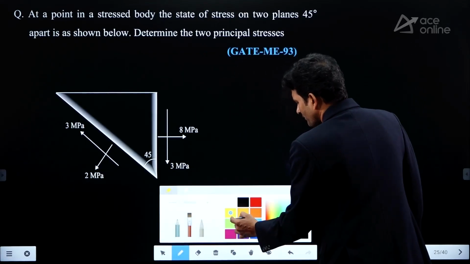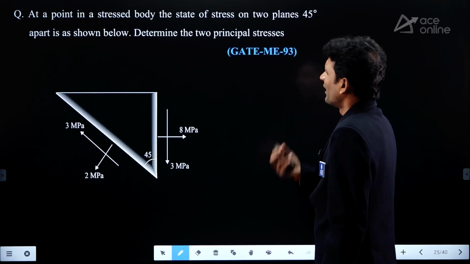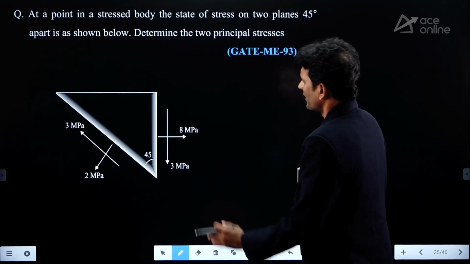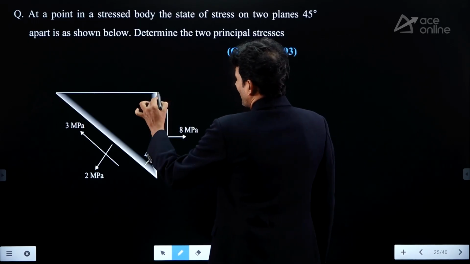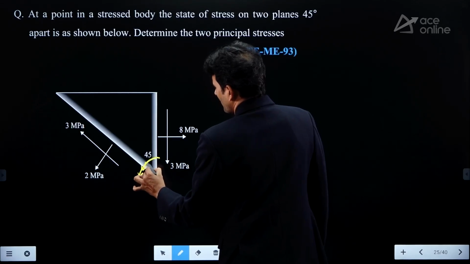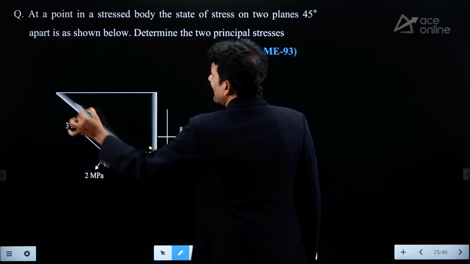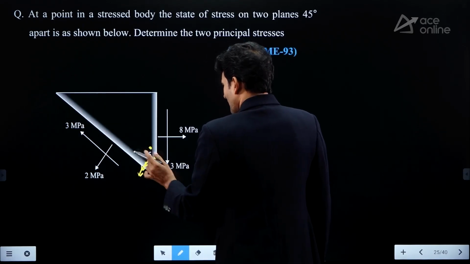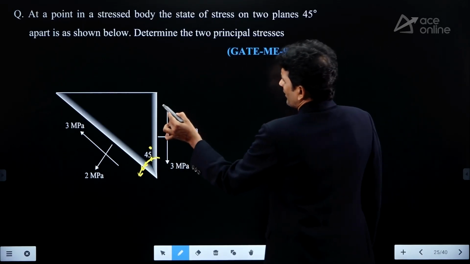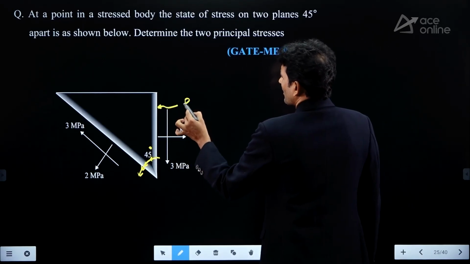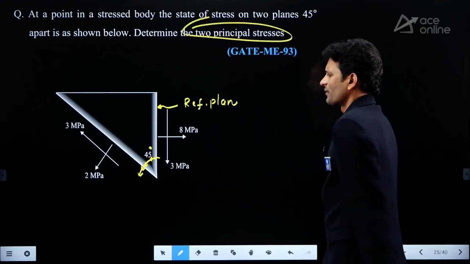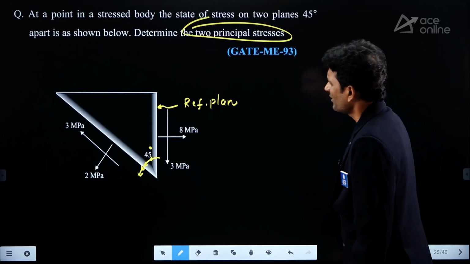Read the question carefully. At a point in a stressed body, the state of stress on 2 planes 45 degrees apart is shown below. The angle between these 2 planes is given as 45 degrees. From the vertical plane, this oblique plane is inclined at 45 degrees in the anti-clockwise direction. So, this is our reference plane. Very good. What is required? Determine the 2 principal stresses. With this information, you can determine the 2 principal stresses.